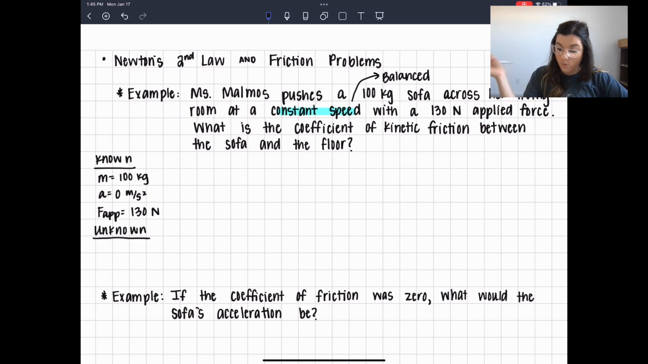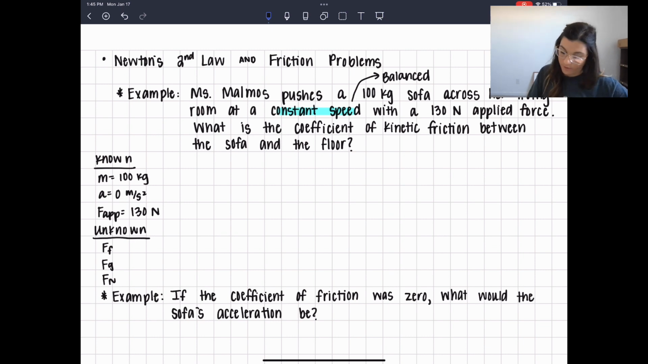I really don't know any of the forces that are acting on the sofa. So I don't know the force of friction. I don't know gravity, which means I also don't know the normal force. There's probably a lot more that I don't know, but we'll leave it at that. Things will come up and I can always go back and add them. So that's my first step.